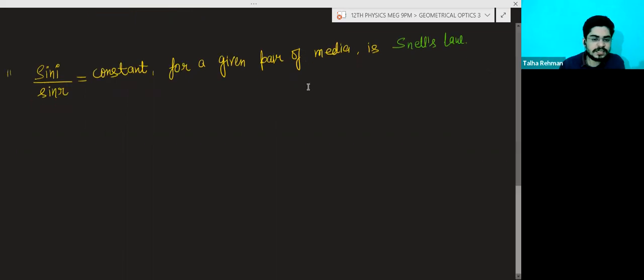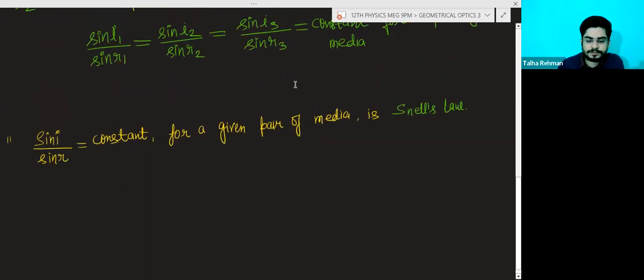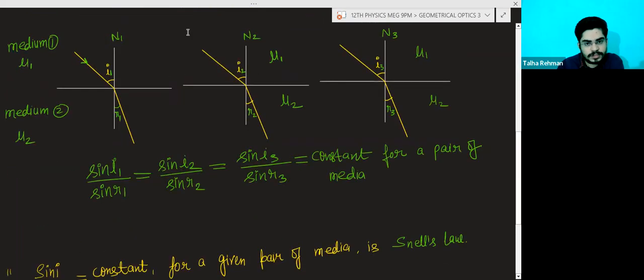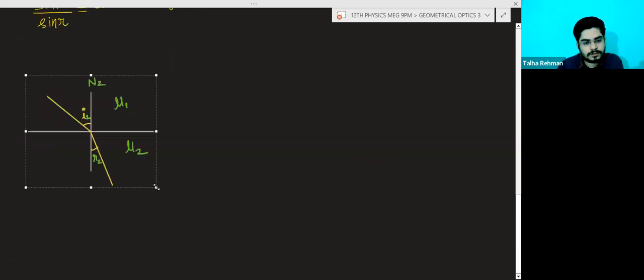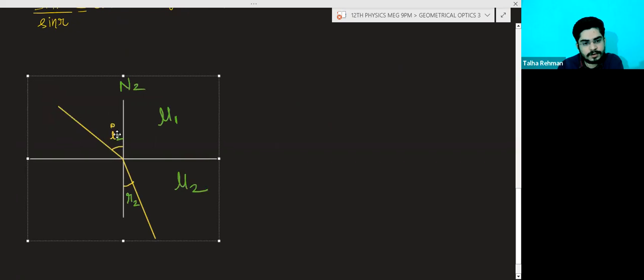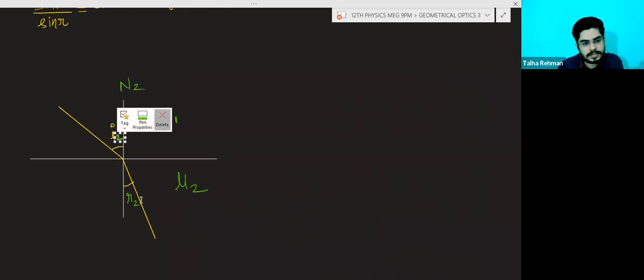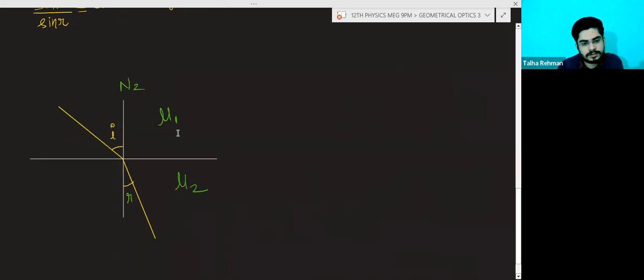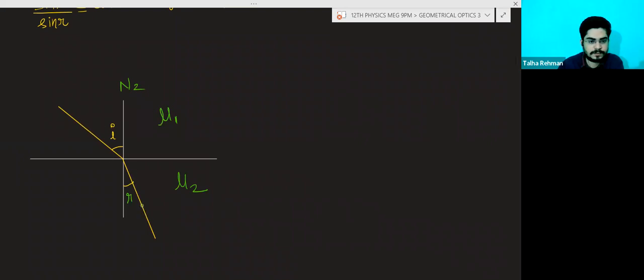And the interesting thing here, for example, this is the angle of incidence, suppose, and here is the angle of refraction, and light is coming like this and going like this. Bending of light is taking place.